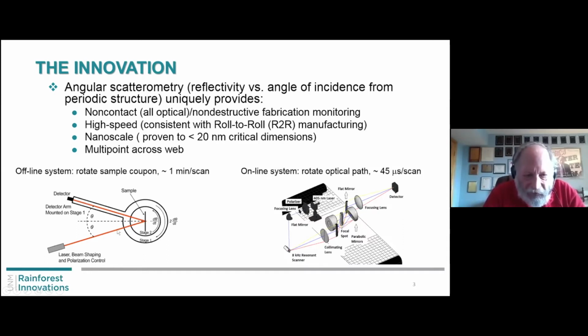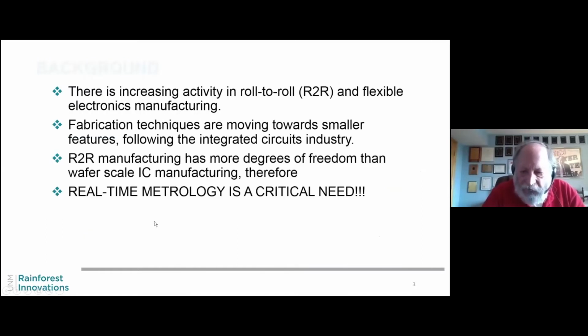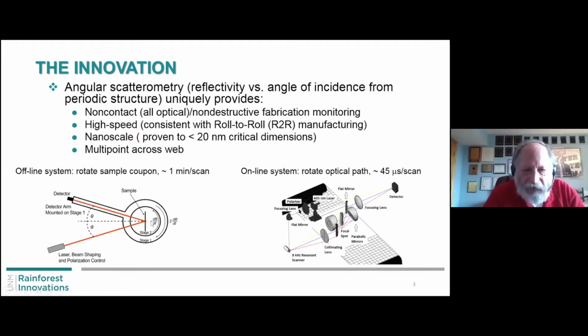So the sequence is we started out with a static system, shown here. It's just a laser. You monitor the reflectivity. You have two stages that rotate so that the detector is always looking at the reflected light. The good news is you get excellent results, which I'll show you. The bad news is you have to clip off a piece of the web to do it, and it takes about a minute to do a scan.